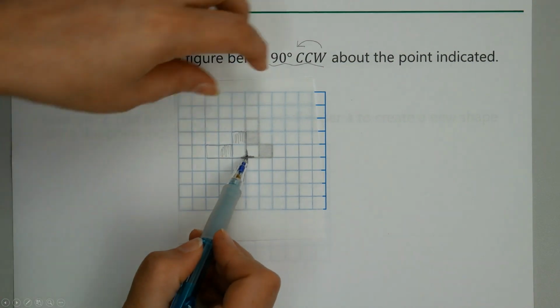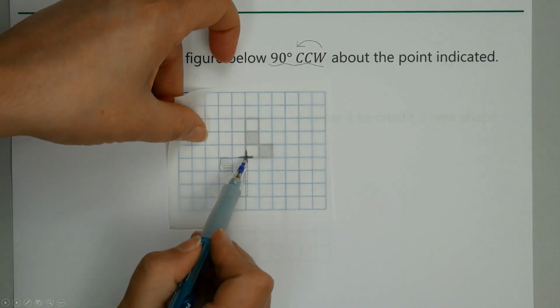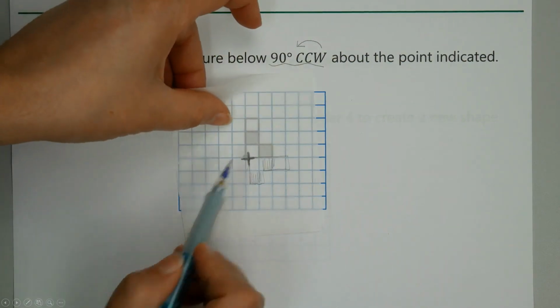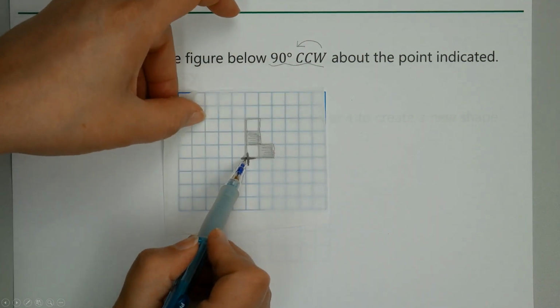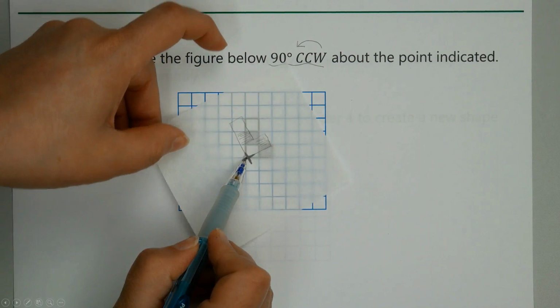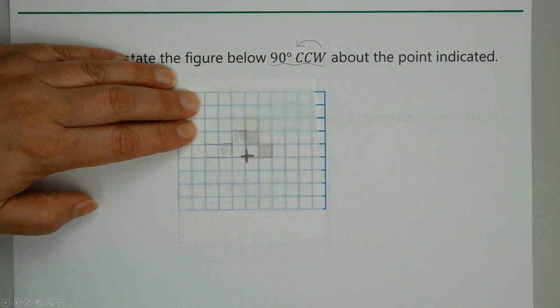Now, just to show you what a 180-degree rotation would look like, we would have this, and here is a 270. And of course, all the way back around again is a 360-degree turn. So now back to our 90-degree counterclockwise rotation.